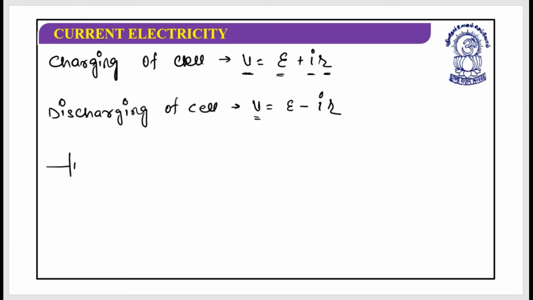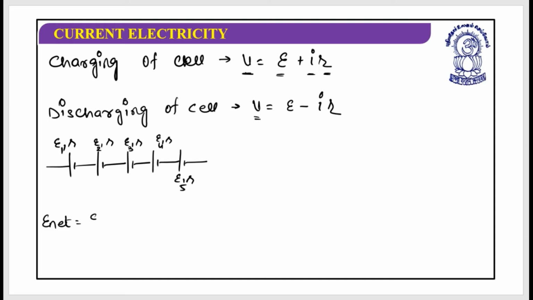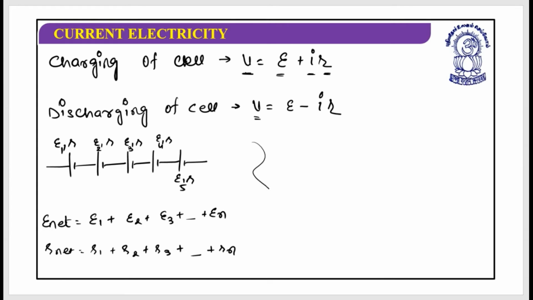Now when cells are connected in series, something like this, E comma R, E comma R, E comma R, E comma R, E comma R. Let's say E1, E2, E3, E4, E5. Then E net can be written as E1 plus E2 plus E3 up to En, and R net can be written as R1 plus R2 plus R3 up to Rn. This is the series combination of a cell.